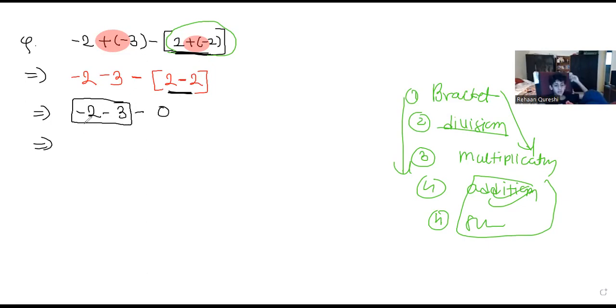They both have the same symbols, minus and minus, so we will do addition. That becomes 5. The greater number is 3, which has the subtraction symbol, so it becomes minus 5. Then minus 0. When you subtract 0 from any number it doesn't change. So minus 5 is the answer. Okay.